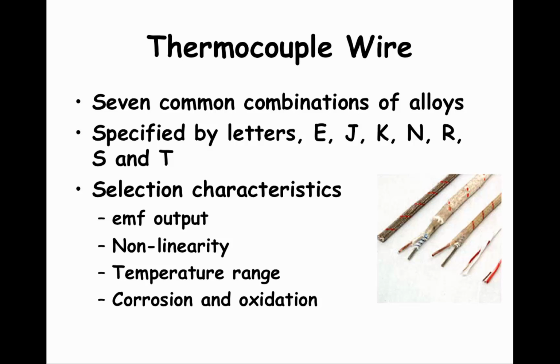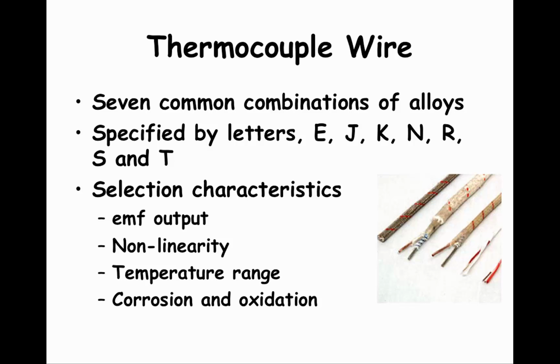There are 7 different combinations of thermocouple wire. The course packet lists the 7 combinations and their corresponding letter. You can read the characteristics in the course packet. The selection characteristics include the amount of EMF generated. More EMF is better. Nowadays, our electronic devices and the capabilities of the microchips in them can easily handle a polynomial, so the nonlinearity is not a big issue.